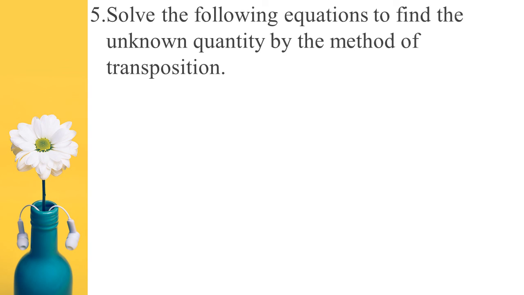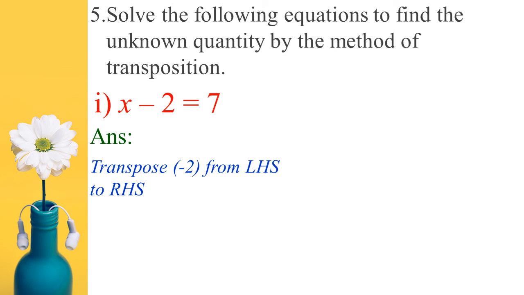Next, the fifth problem. Solve the following equations to find the unknown quantity by the method of transposition. So the first one, x minus 2 equal to 7. So here transpose minus 2 from left hand side to right hand side. On transposing, minus 2 becomes plus 2. So here we have x equal to 7 plus 2. So we get x equal to 9. Therefore, the solution of the equation x minus 2 equal to 7 is 9.